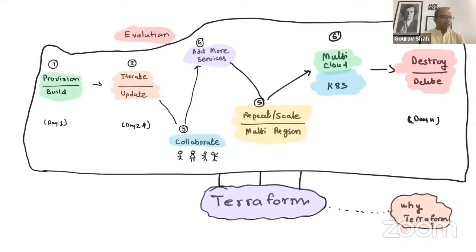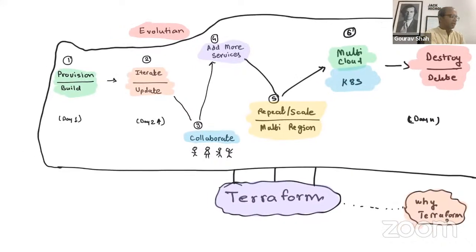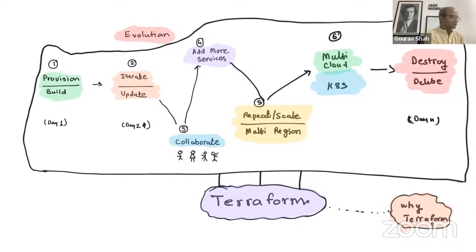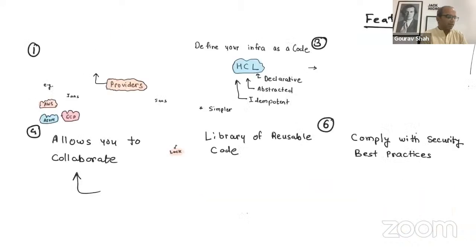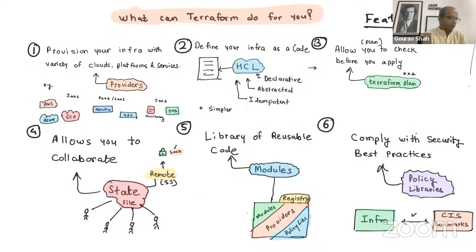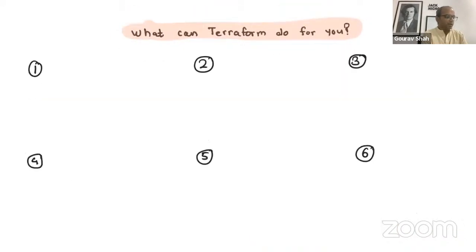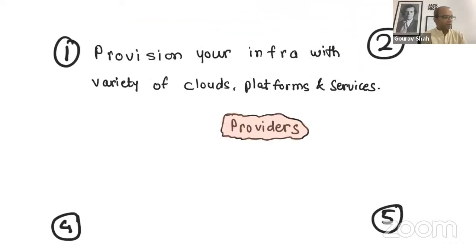So if you look at your infrastructure and how it evolves and what you need to manage, that's when Terraform comes in handy to do all of these activities, including provisioning your infrastructure on day one, to updating it, adding more services, repeating, scaling, taking it to the different clouds, different platforms, even destroying your infrastructure. All of that, Terraform can help you do for you. Now, how does it work, or what all can Terraform do? Let's look at some of the features of Terraform really.